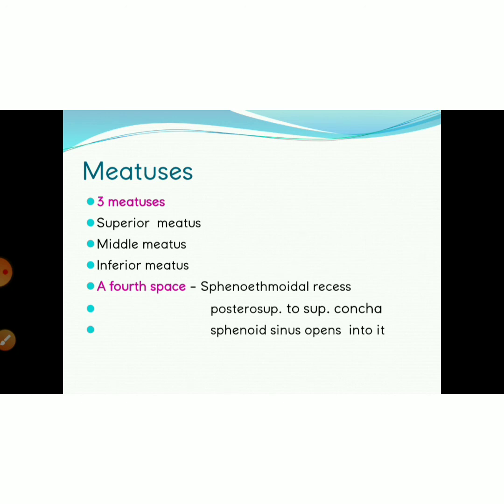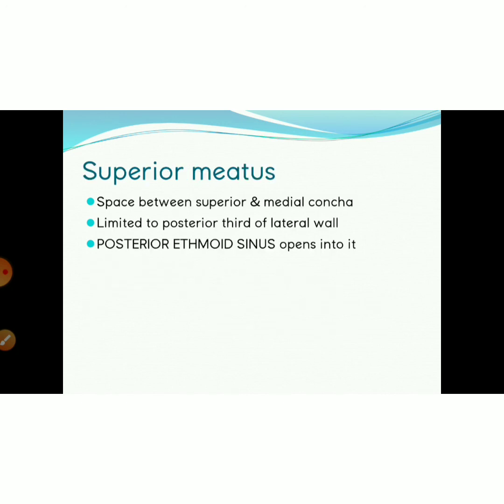The superior meatus is the space between the superior and middle conchae. It is limited to only the posterior third of the lateral wall, and the posterior ethmoidal sinus opens into it. So you should know which sinus opens into which meatuses or recesses. That is important. So, into the superior meatus, the posterior ethmoid sinus opens.